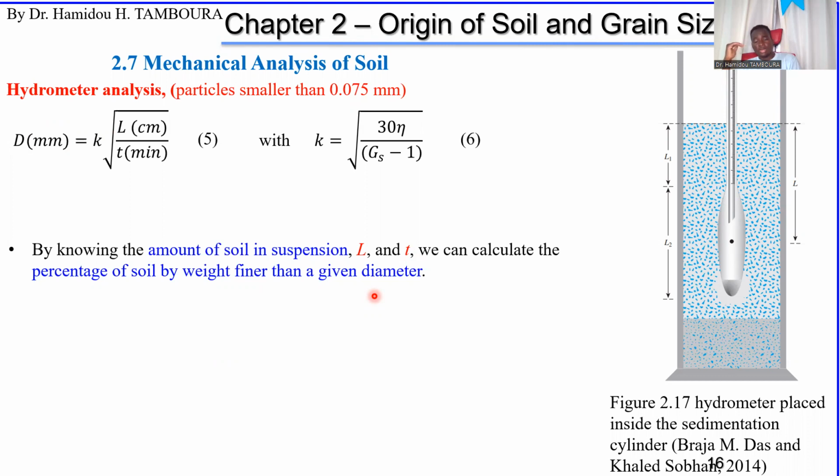That is our target. So at that time t, we can say that the soil particles in suspension, because the hydrometer is giving only the mass of the soil in suspension, all have diameter smaller than this diameter d we will calculate at that given time.